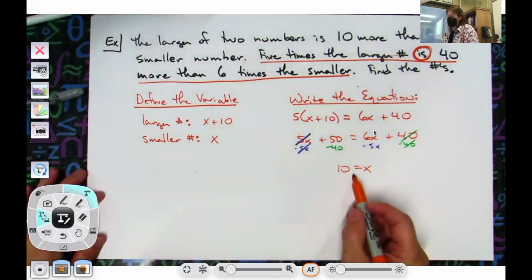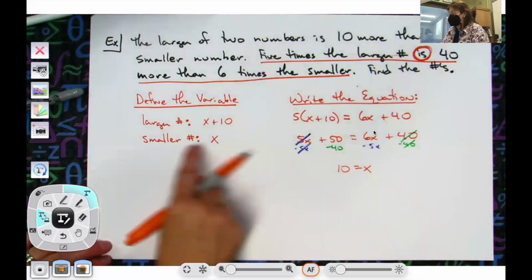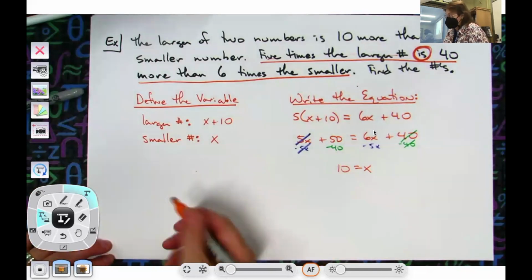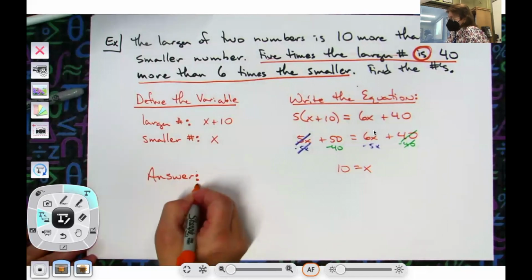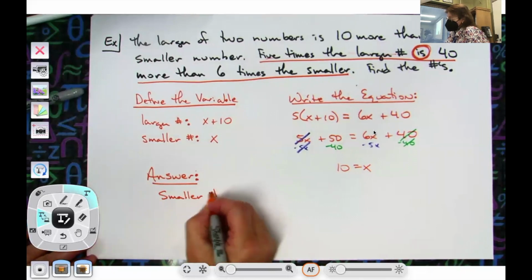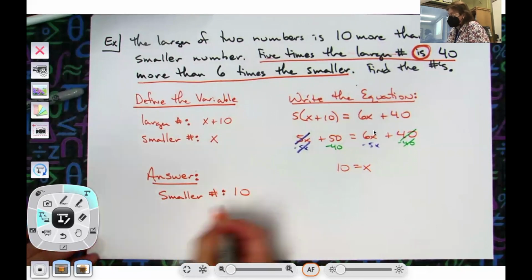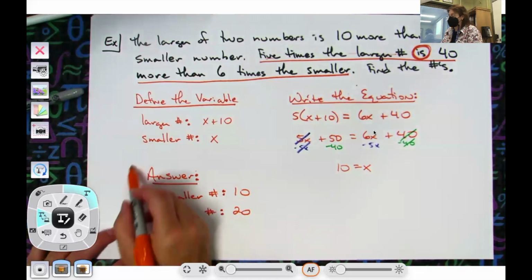All right, so now I'm ready to solve. I know x is 10. Smaller number, I know 10 is the smaller number. Okay, so my answer, smaller number is 10, larger number, 20. Okay, so there's the answer.